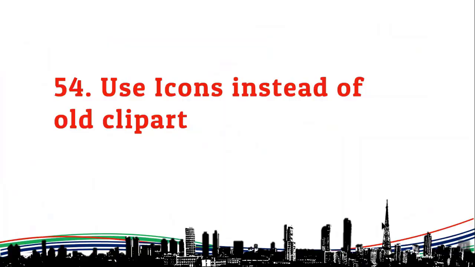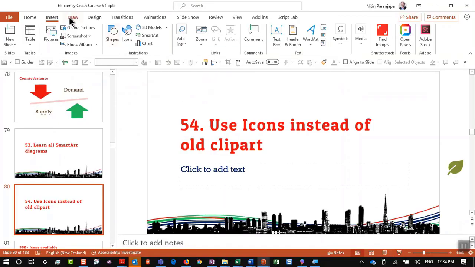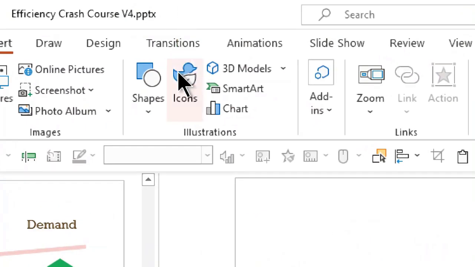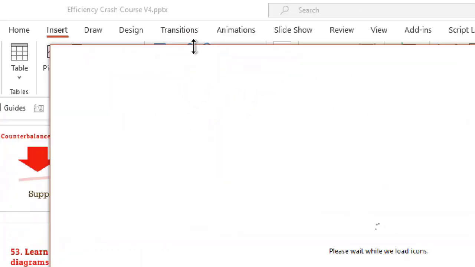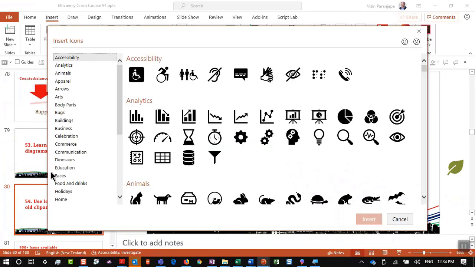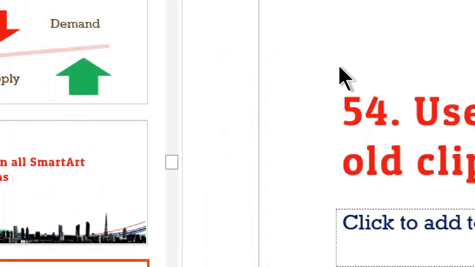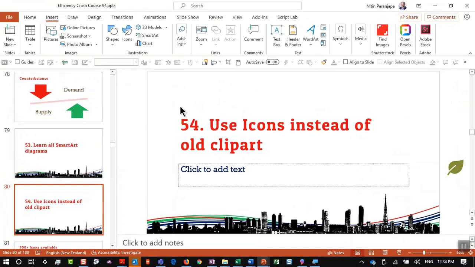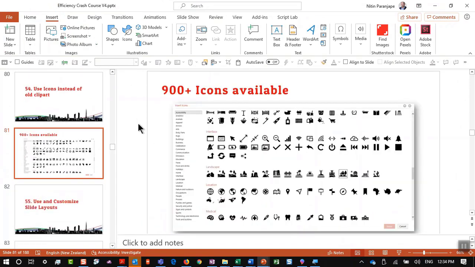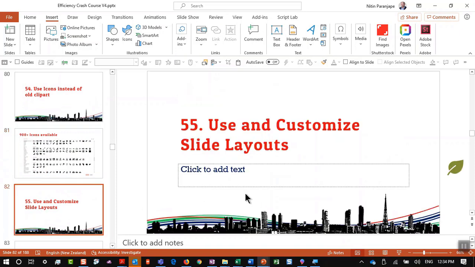Similarly, we use some weird random clip art. Stop using it. Better looking slides can now be created by clicking on icons. There are 900 beautifully created icons available for all of you to use. These are the categories. And these are not like standard clip art. When you resize, they resize beautifully. They are scalable vector graphics, for those who understand SVG. Even if you don't understand, it's okay. There are 900 plus icons available.